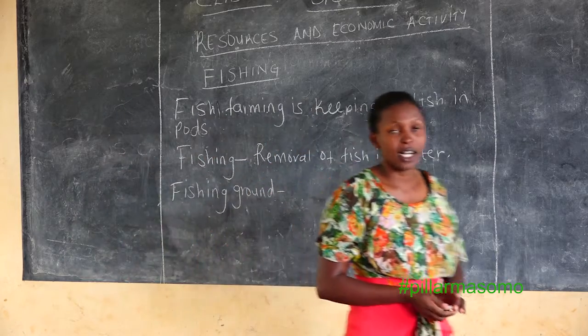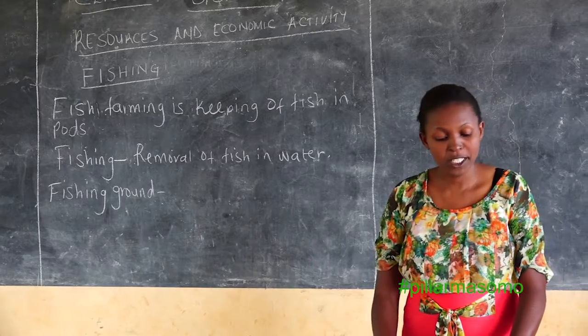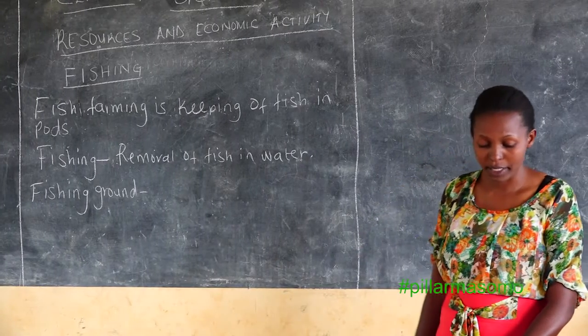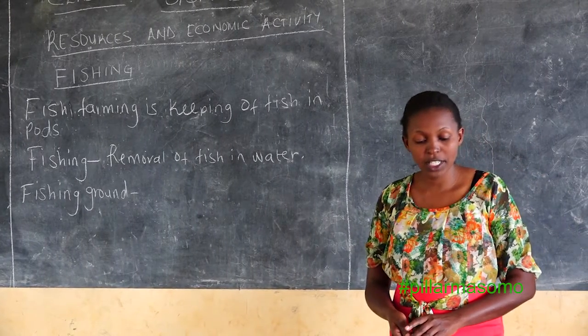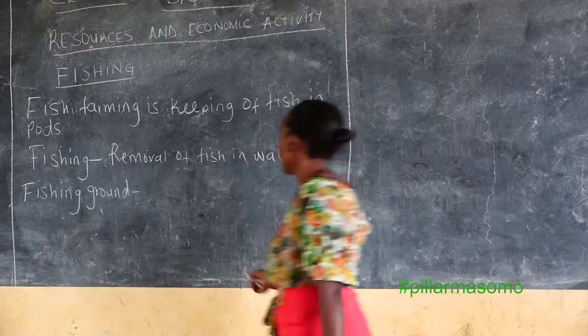Fishing ground refers to where fishing mainly takes place. So I repeat once again, fishing ground refers to where fishing mainly takes place.